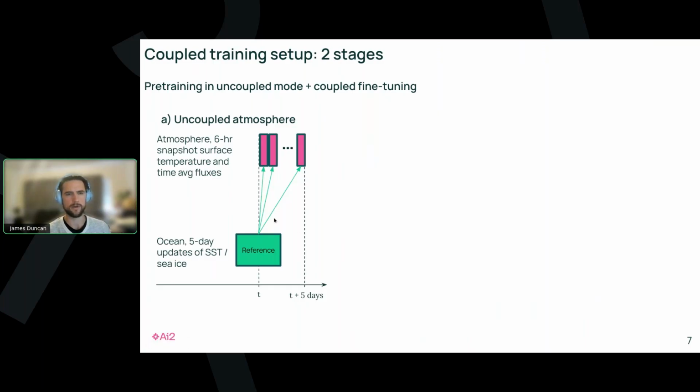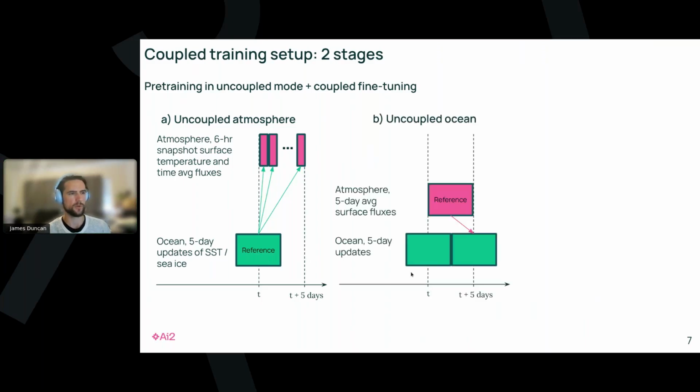So this is somewhat different from how ACE actually was trained originally, in which it was seeing the 6-hourly updating SST and sea ice. But here, since we won't have that when we actually couple things and Samudra is outputting 5-day time steps, we do the uncoupled pre-training with this 5-day mean. And then similarly for the uncoupled ocean, training Samudra, the difference being that now we are taking the 5-day average of the surface fluxes as separate components and passing those to Samudra. And then it's also outputting the sea ice.